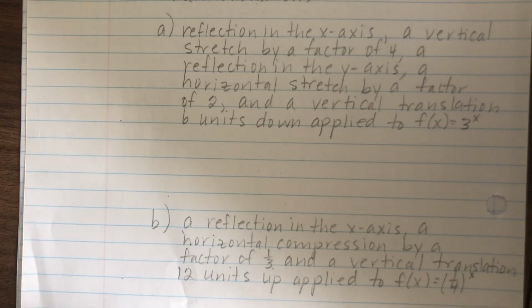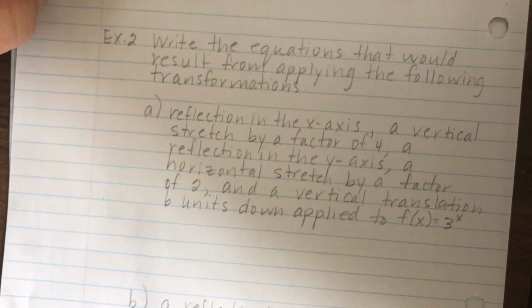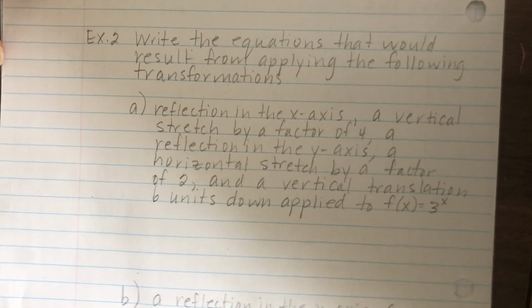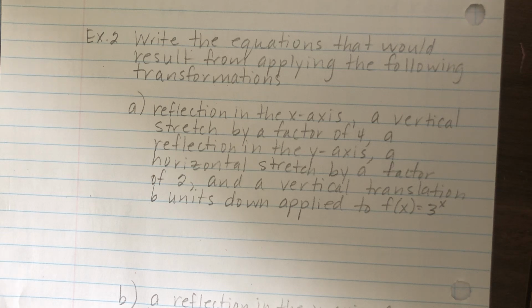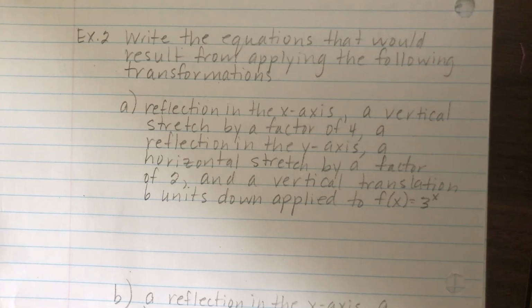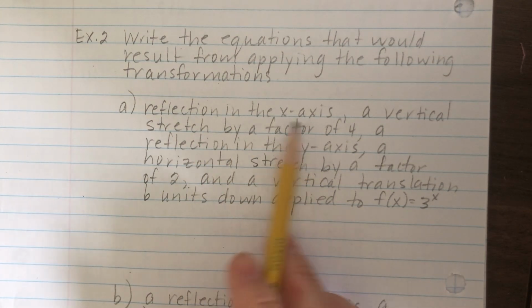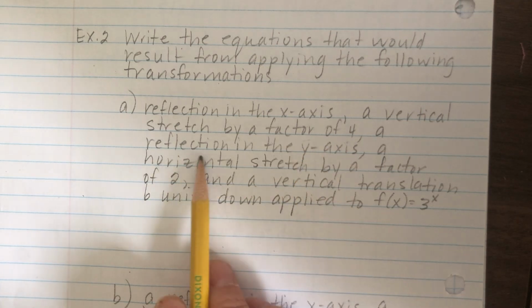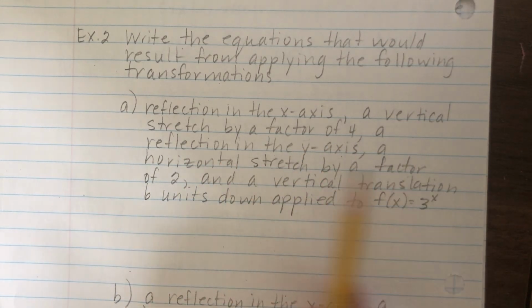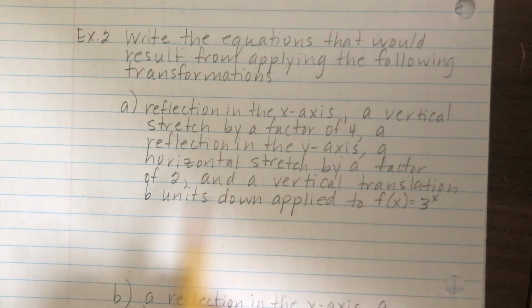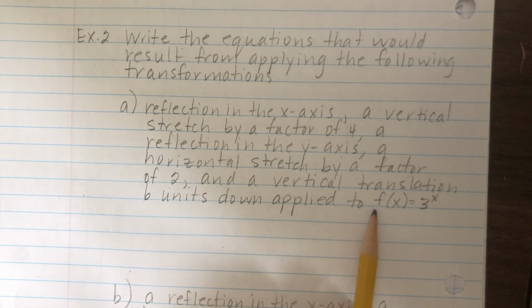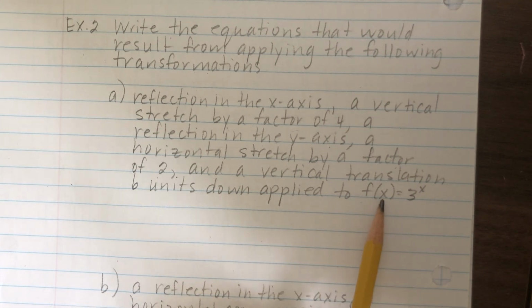Okay, so now we're going to look at example number 2. And in example number 2, it says, write the equations that would result from applying the following transformations. So we're given the transformations and we have to write the resulting equation. So here we have a reflection in the x-axis and a vertical stretch by a factor of 4, a reflection in the y-axis, a horizontal stretch by a factor of 2, and then a vertical translation 6 units down applied to parent function of f at x is equal to 3 to the exponent x.